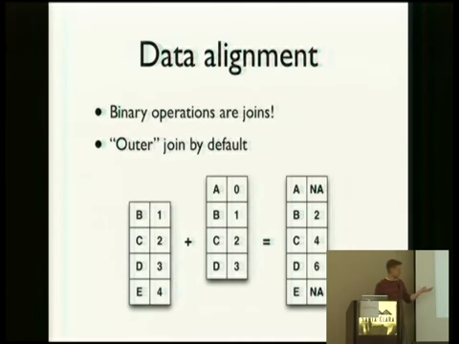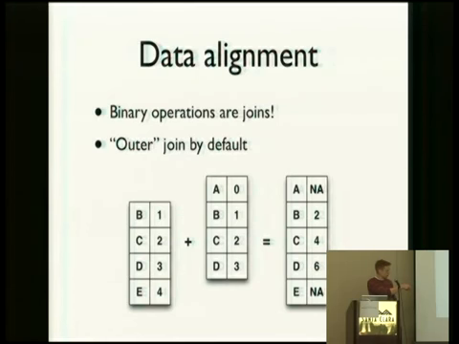So here's an example where I have two series. They're labeled slightly differently. One has B, C, D, E, another has A, B, C, D. So I can actually add these together, even though they're the same length, which they don't need to be. But the indexes are different. When I do that, it actually does a join on the labels and inserts NA, the missing value, in the places where there wasn't a match.